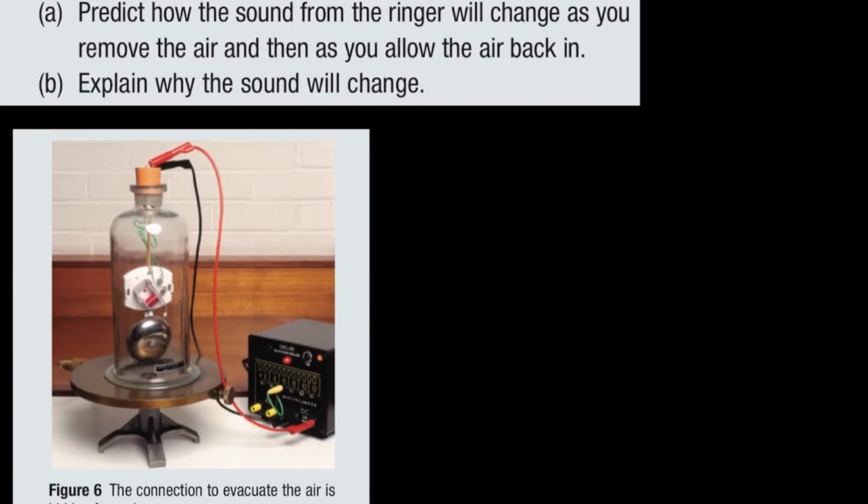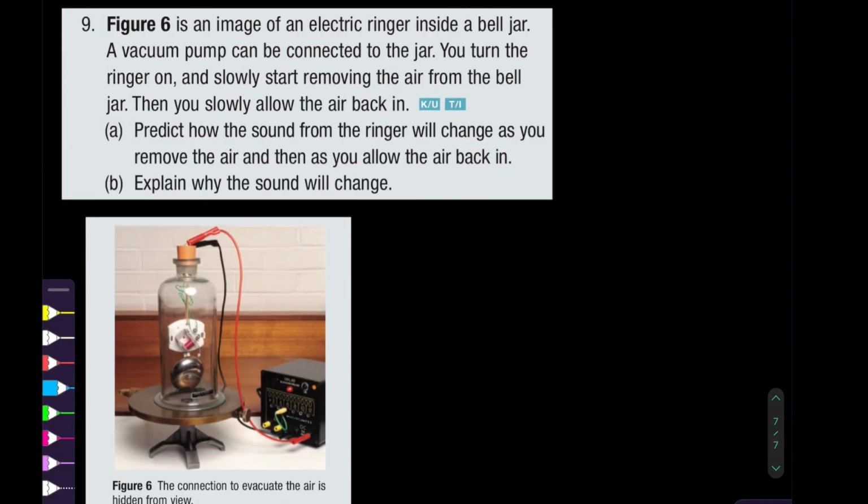And the last example here, question number 9. Figure 6 is an image of an electric ringer inside a bell jar. A vacuum pump can be connected to the jar. You turn the ringer on and slowly start removing the air from the bell jar. Then you slowly allow the air back in. Predict how the sound from the ringer will change as you remove the air and then as you allow the air back in. Well, as you remove the air, you should be able to hear less sound, and as you put the air back in, you should be able to hear the sound once again.